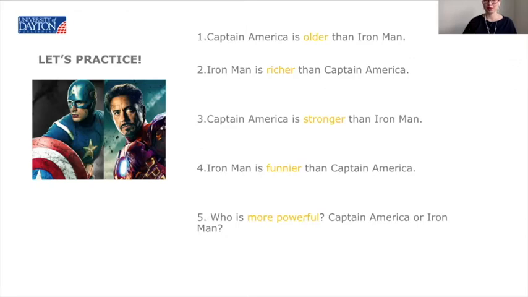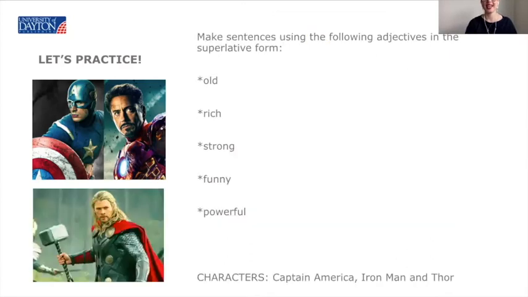Who is more powerful? In here, we're just creating a question and it also works. Okay, who is more powerful, Captain America or Iron Man? Okay, and we can also do that with comparatives, like to start a discussion or something. That can work too.